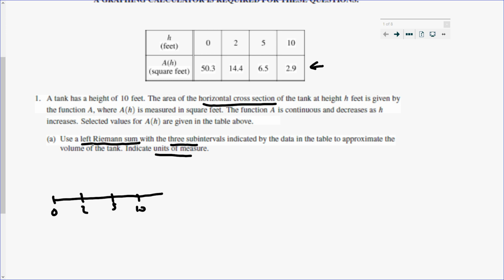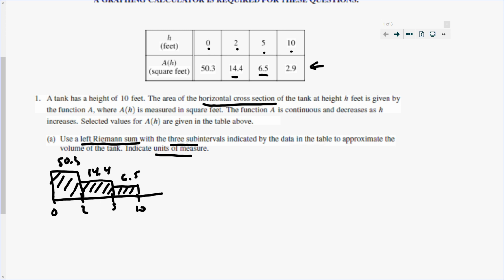So we're looking at a left Riemann sum, so between 0 and 2, we're looking at the left side, so we're going to pick the 50.3. So this is going to have a height of 50.3. So there's my first rectangle. And then between 2 and 5, we're going to pick the 14.4. Wow, that dropped off very quickly. Not drawn to scale, my favorite mathematical phrase. In between 5 and 10, we pick the one on the left, which is a 6.5. So again, not drawn to scale. So we're looking for the area, obviously.